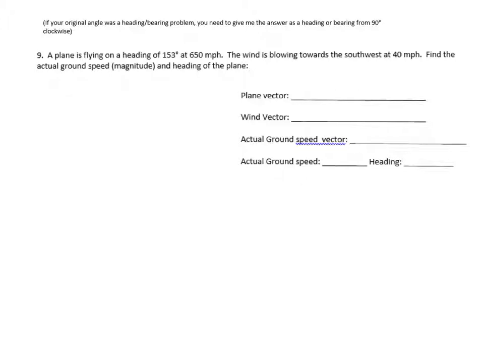Okay. A plane is flying on a heading of 153 degrees at 650 miles per hour. The wind is blowing towards the southwest at 40 miles per hour. Find the actual ground speed, magnitude, and heading of the plane. So first we need to write the vectors. You've got the plane plus your wind equals what you're actually going. It's either going to make you speed up or slow down.